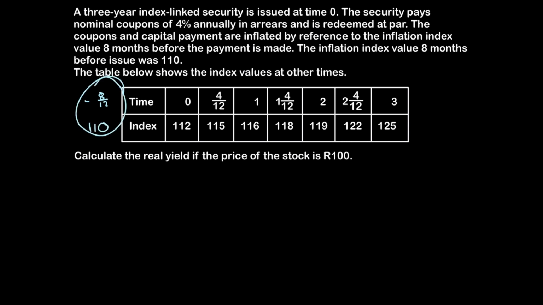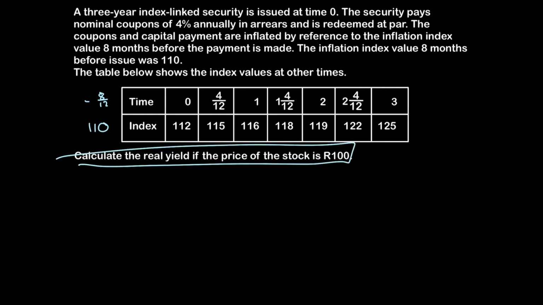Now the reason why I write this in is because you might come to a point later while you're answering this question where you need that index or that time value, but you don't see it in the table. And then you automatically assume you don't have it, but it was hidden in this information. So that might just make it easier for you. And then the table below shows the index values. Yes, we know that. And then calculate the real yield if the price of the stock is 100 Rand.